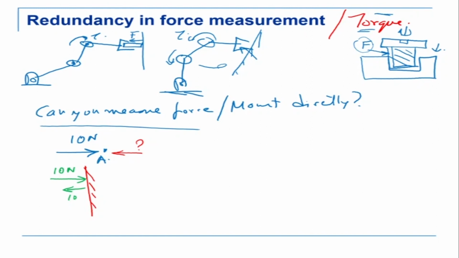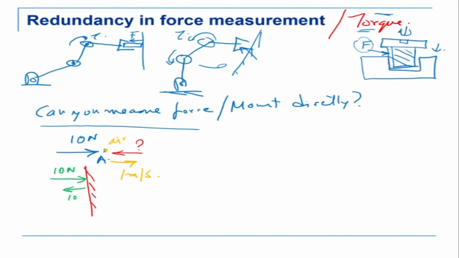But think about it the other way. Suppose I say at this point A in air, move with a velocity of 1 meter per second. Now can you move? Yes, you can move. So you cannot apply force, but you can move freely.